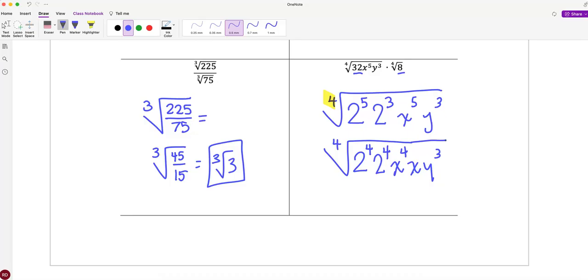Now I look for my perfect fourths right there and right there. The fourth root of 2 to the 4th is 2, and I've got 2 of those, so 2 times 2 is 4. So this is 4x, and then what's left under that radical is xy cubed.